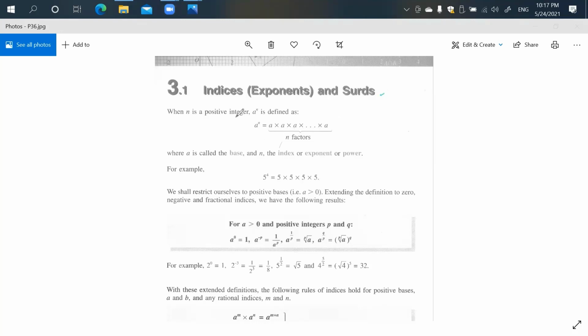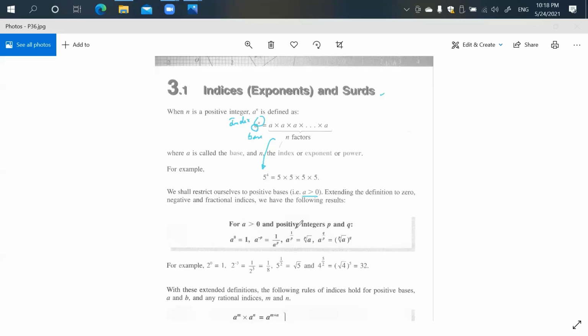Okay. So now this is the definition of exponents, like a power n. So a power n, we call this a the base, and n the index. When a power n means a times a times a, n terms or n factors. The example: 5 power 4 equals 5 times 5 times 5 times 5, 4 times. And there is a restriction: the base a has to be greater than 0, so that means it has to be positive.